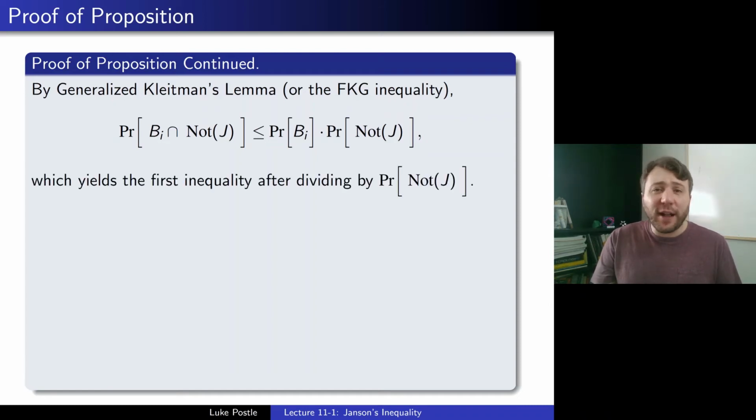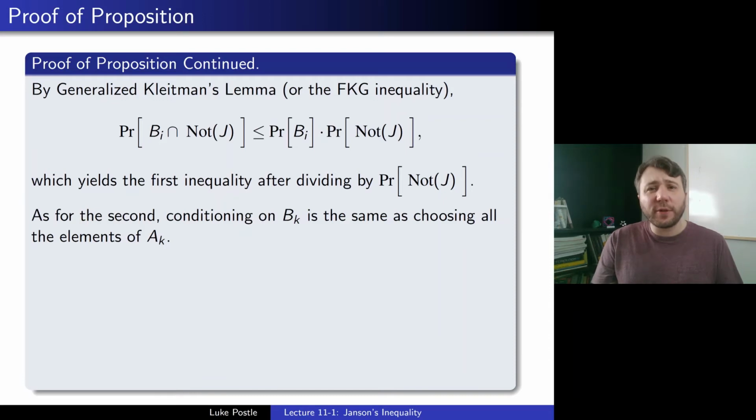And then if you just divide the above equation by not J, the left-hand side is the probability of BI conditional on not J, and the right-hand side is the probability of BI. That's the desired inequality of this proposition. And it's rather similar for the other one.